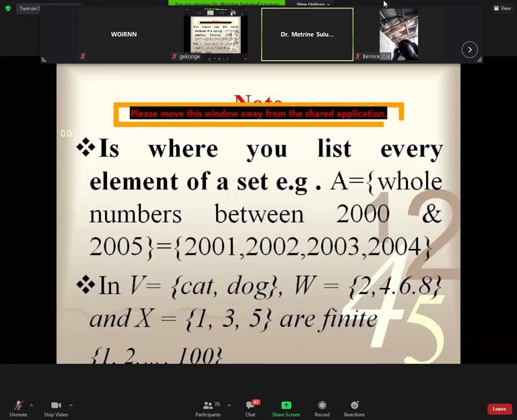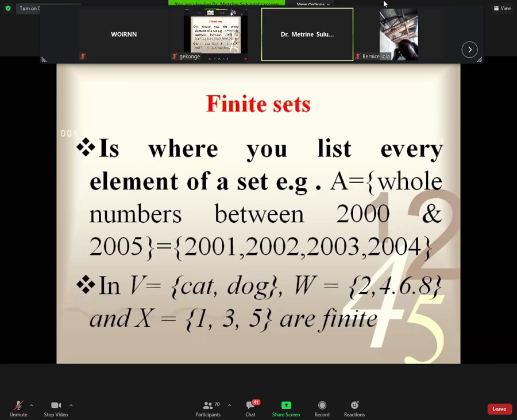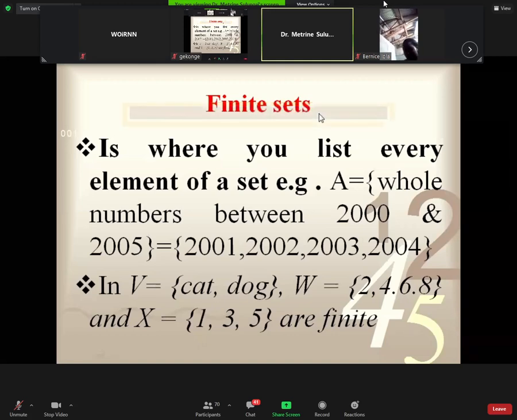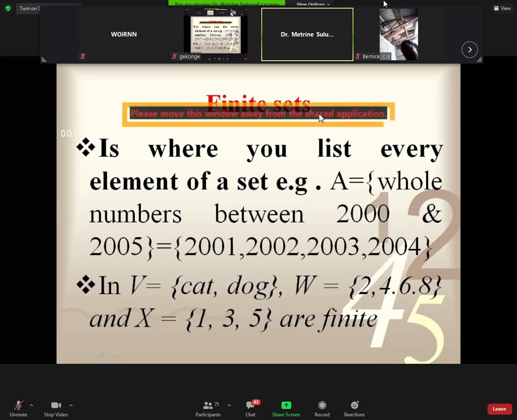Finite sets. I think I also mentioned finite sets and said we have what we call finite sets, but we also have what we call infinite sets. When we talk of finite sets, in finite sets, you list every element of that set. For example, the first three examples we saw, set V was cat, dog, and fish; we listed all the elements, and I said that set has three elements. We also saw another set that has elements 1 and 2, meaning that set has only two elements. We also saw another set that had elements 1, 3, and 5, meaning that set has only three elements. So those are examples of finite sets, because in finite sets, we are listing every element of a set.